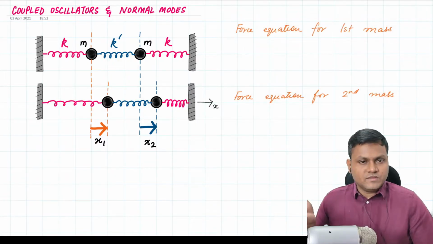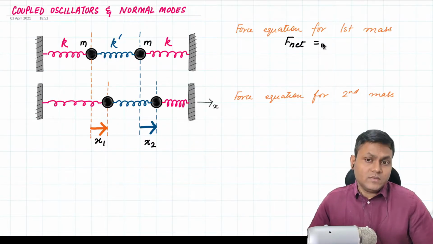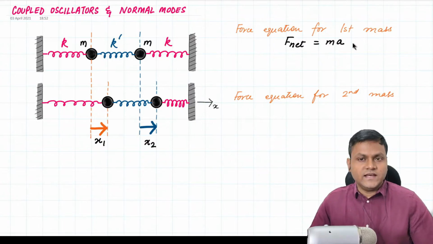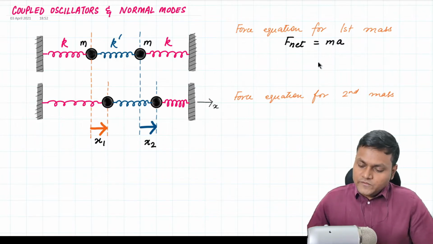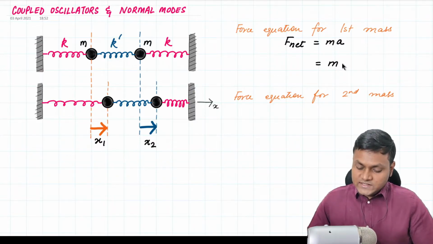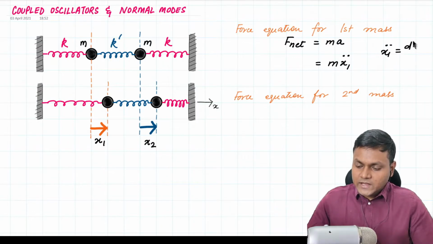The force equation is simply Newton's second law, which says that whatever net force is acting on a given mass at any given point in time results in the acceleration experienced by that particle at that instant. So let's suppose first we look at the first mass. The first mass has a mass m and its acceleration is restricted to the x-axis, and I'm defining its instantaneous coordinate to be x1. So its acceleration is x1 double dot. x1 double dot simply represents the second order derivative of x1 with respect to time.